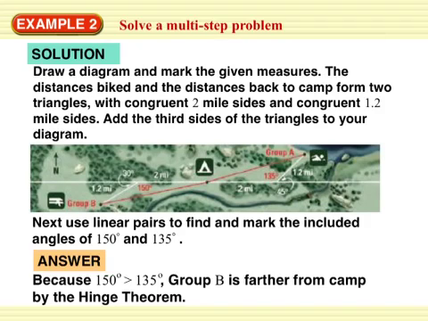Here's the pretty picture that they gave. So if you want to talk through it and look at it again, we went 2 miles and then 1.2 miles, 45 degrees towards north. And there's group A. Then 2 miles, 30 degrees towards south, and there's group B. We used linear pairs and marked the included angles. Because 150 is bigger than 135, group B is farther.